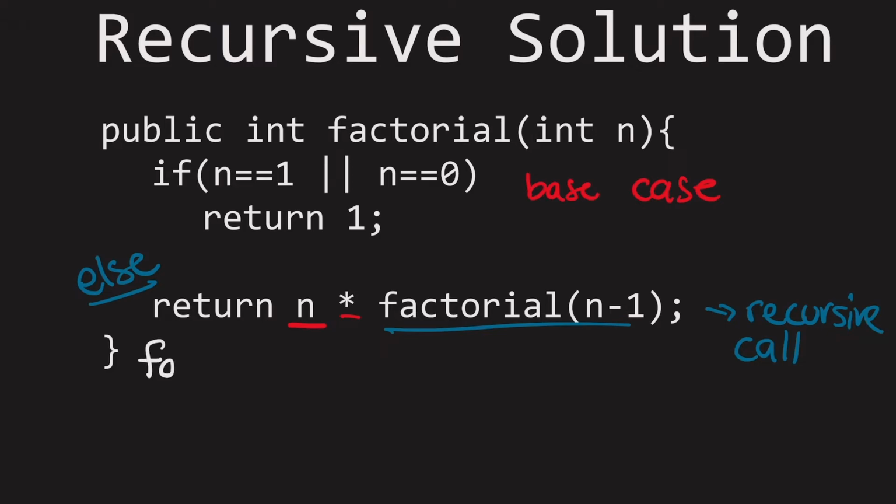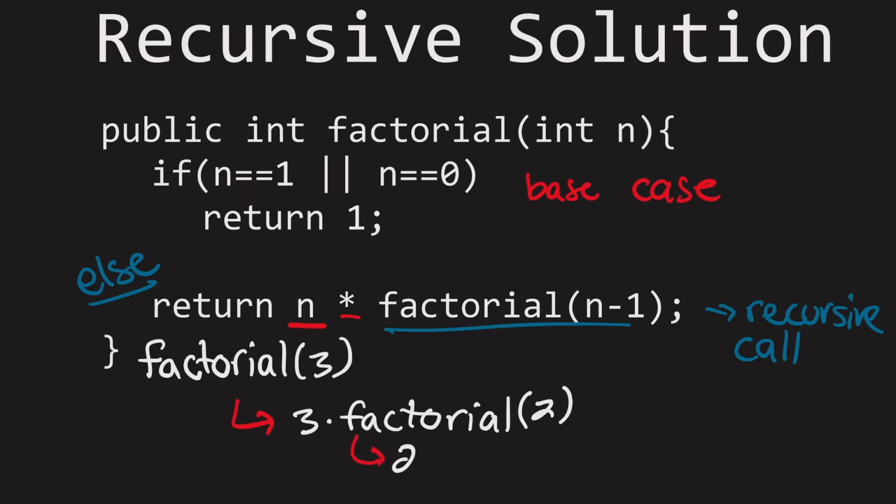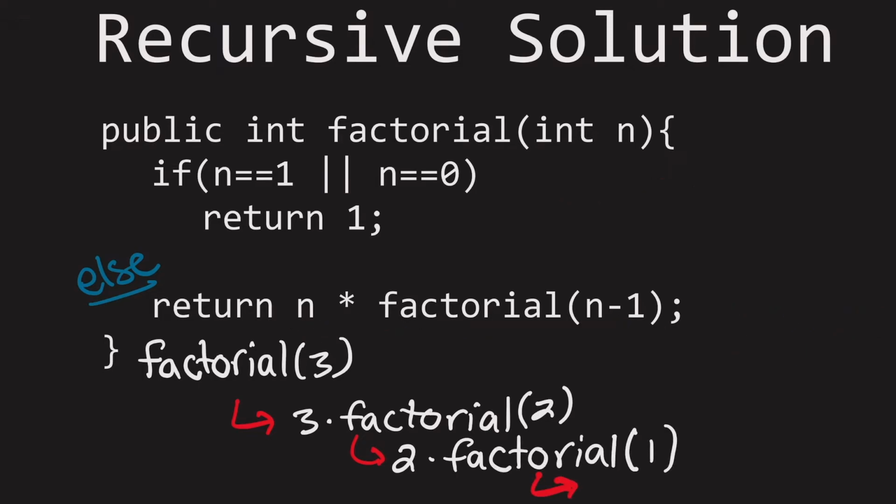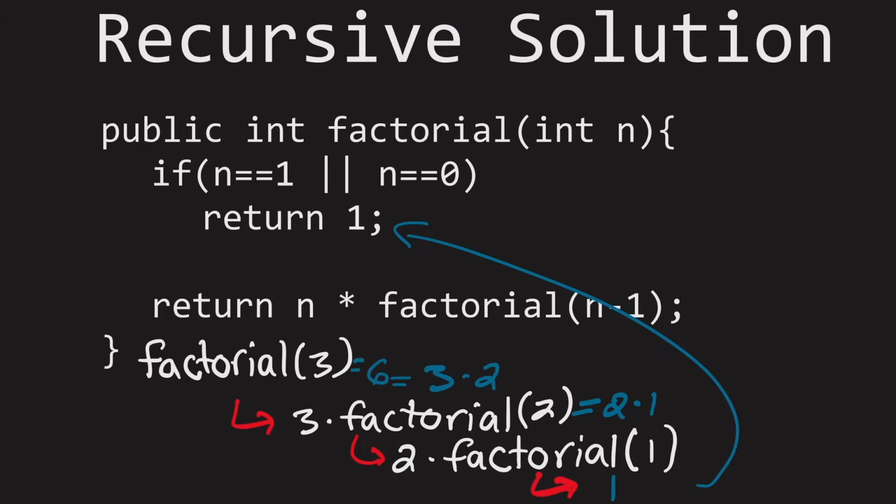Let's see really quick what happens when we do factorial of 3. Factorial of 3 returns 3 times factorial of 2, which then returns 2 times factorial of 1, which from our base case returns 1. Our code then works its way back up using the definitions from the smaller problems to answer the bigger problem. So then factorial of 2 is evaluated to 2 times 1, which of course is 2. And then factorial of 3 is evaluated to 3 times 2, which is of course 6. And then we have our answer.